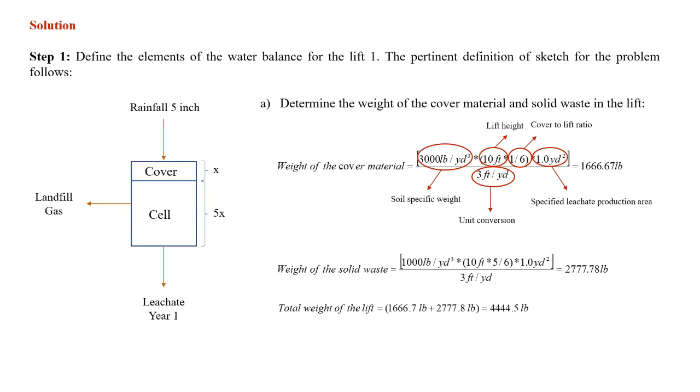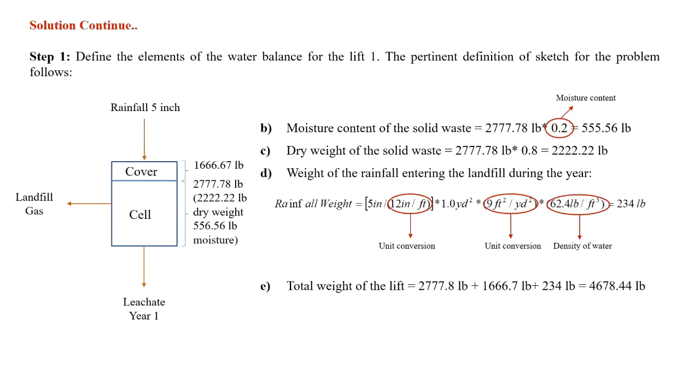And then with the similar procedure, we can calculate the weight of solid waste in the lift one as 2,777.8 pounds. And this time, 1,000 in this equation comes from the specific weight of solid waste. And as I explained before, the ratio of 5/6 comes from the, again, cover to lift ratio given in the question. And then we can find the total weight of the lift as 4,444.5 pounds by adding the weight of cover material and the solid waste.